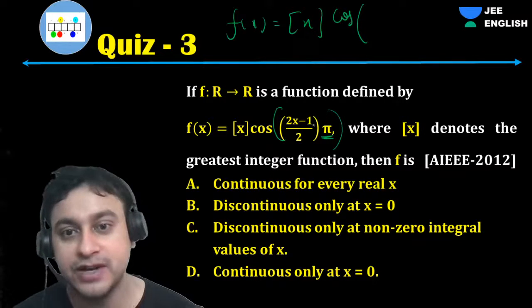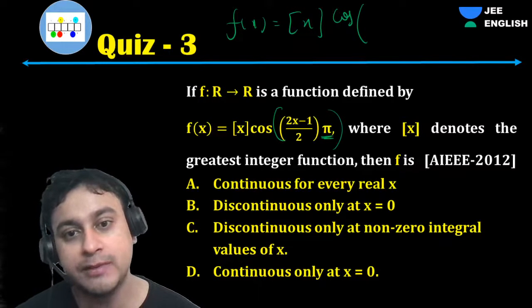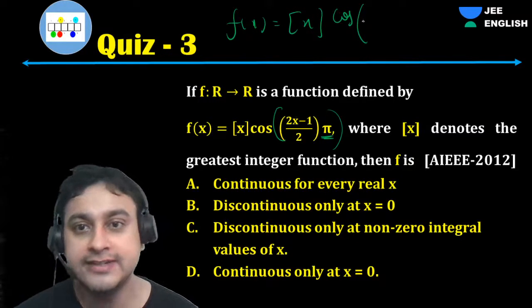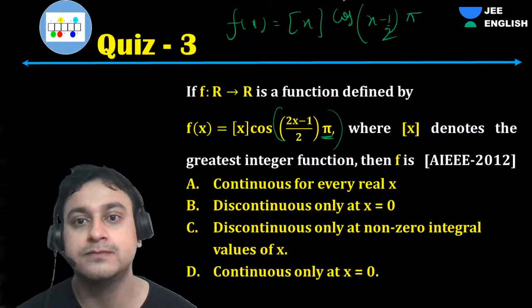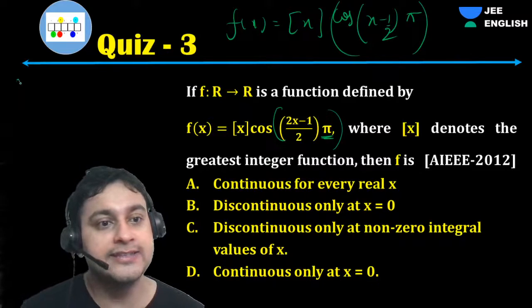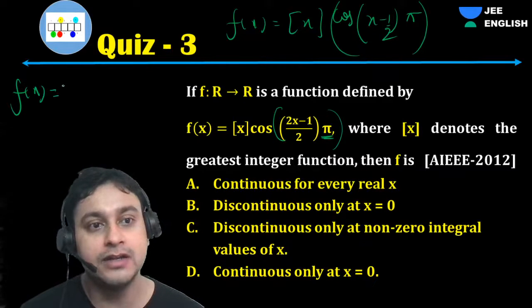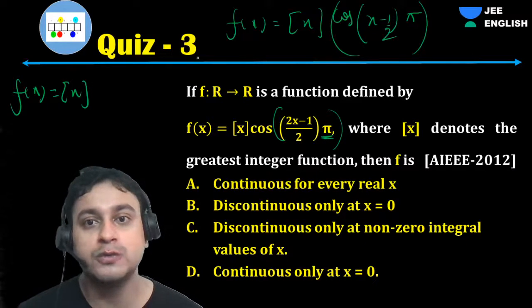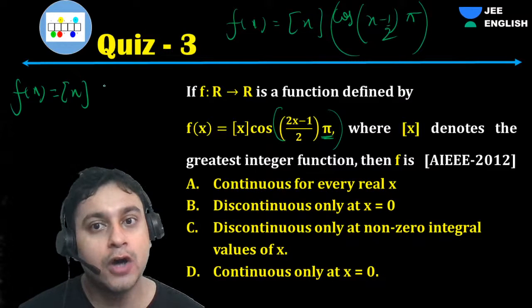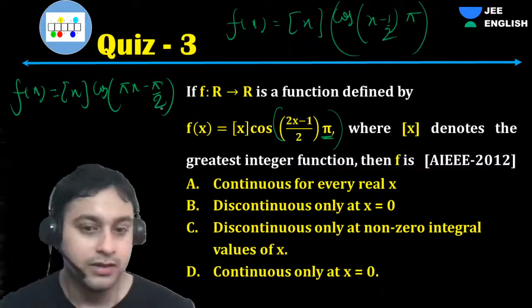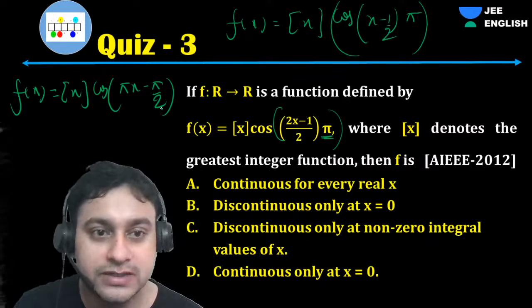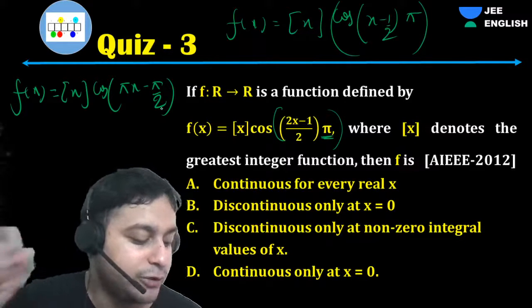So the thing is guys, what will happen? Pi by 2 will be multiplied with 2x, right? So can I say it will be x minus 1 into pi, 1 by 2 into pi. This is an angle. So can I say guys, my f of x is nothing but box of x into cos of pi x minus pi by 2. Sharath, just check your answer once. Pi x minus pi by 2.